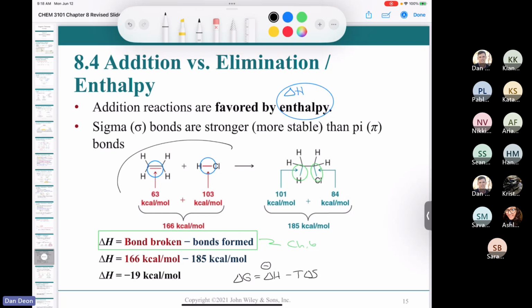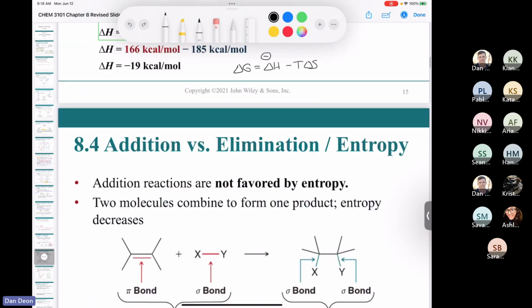We're going from 2 molecules to 1 molecule. So is this a positive delta S or a negative delta S? Could anybody answer that for me? Thanks, Katana. I answered that faster than I could ask it, right? It's a negative delta S, isn't it, right?